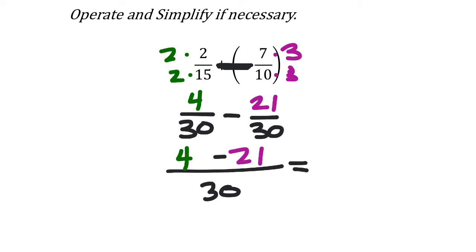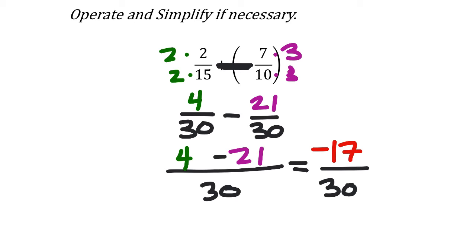Well, now that we're using calculators, I wouldn't even recommend doing the 4 minus 21 by hand. Just type it in your calculator. 4, there we go, 4 minus 21. That'll give us the numerator of negative 17 there. So I got negative 17/30. This is not simplifiable at this point. So that should be my final answer.